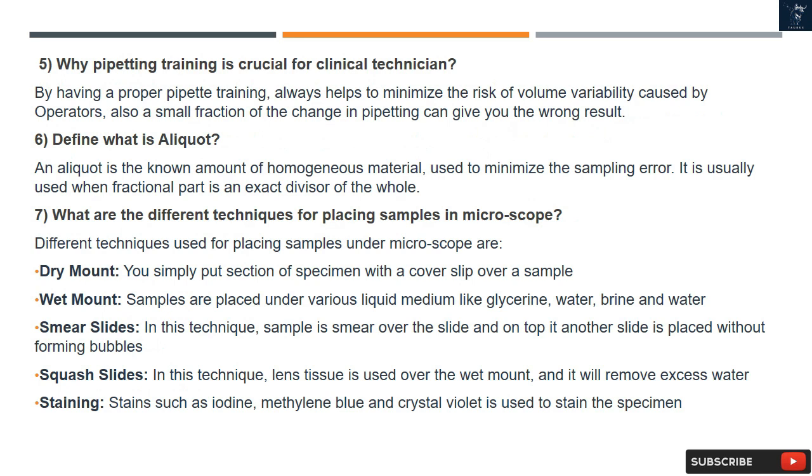6. Define what is aliquot. An aliquot is a known amount of homogeneous material used to minimize the sampling error. It is usually used when the fractional part is an exact divisor of the whole.